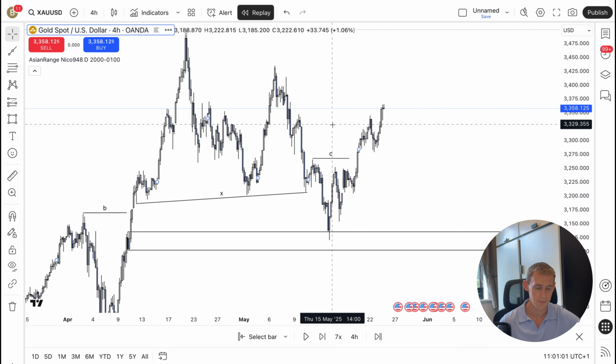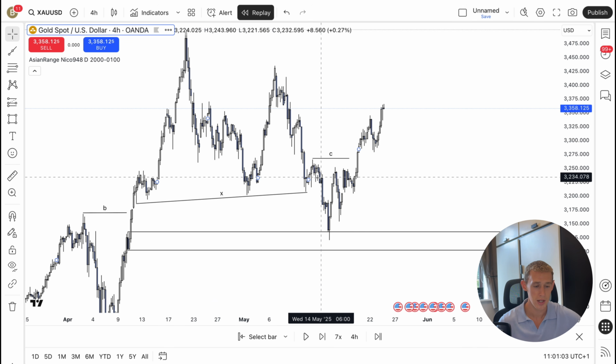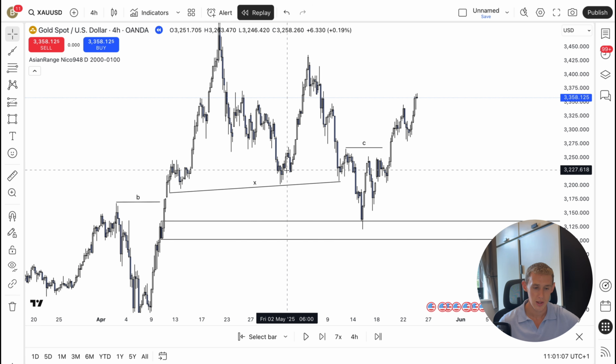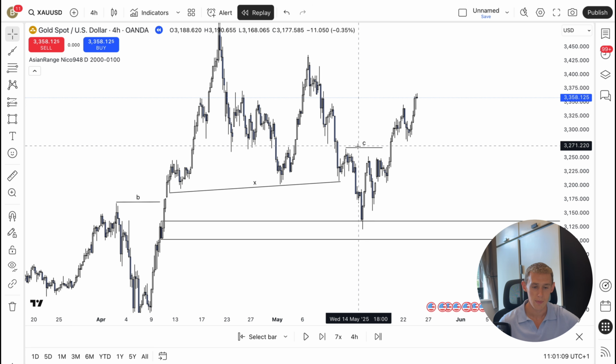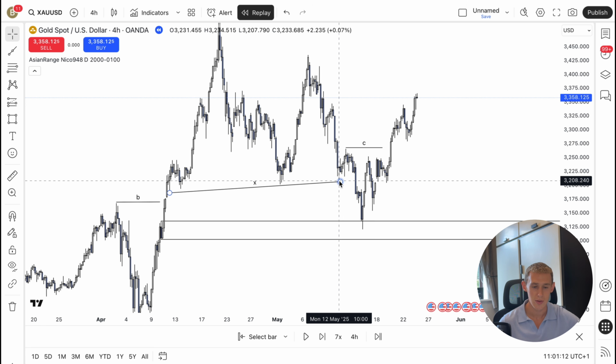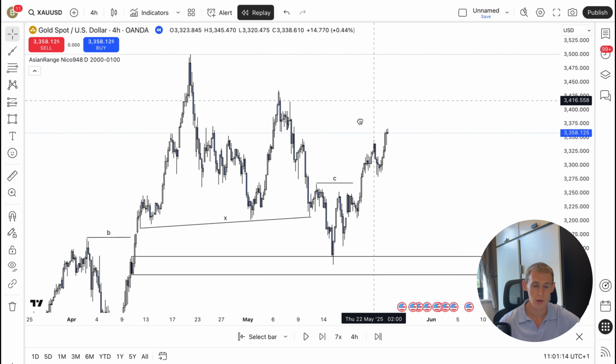Here you can see this was the first indication that price wanted to shift back bullish. And this was also our first indication that the retracement phase was over, when price essentially created a change of character and broke the most recent lower high.